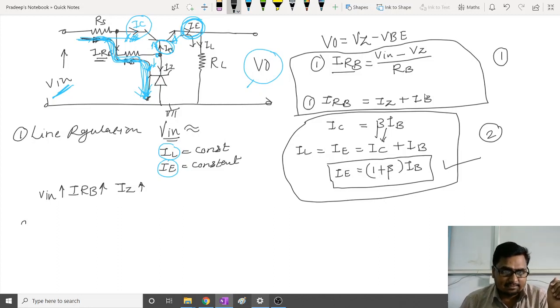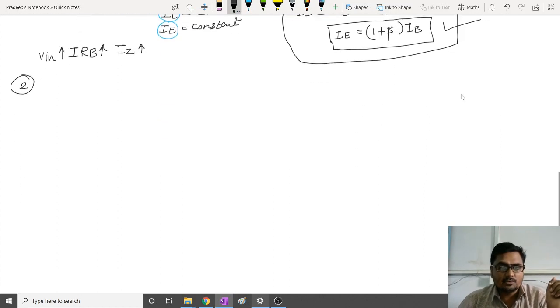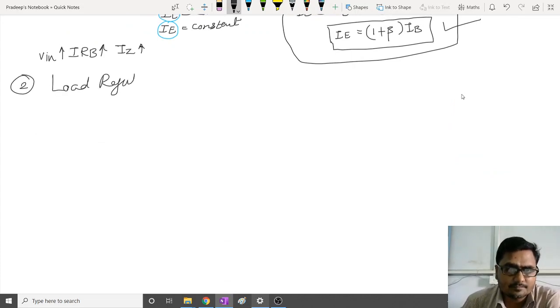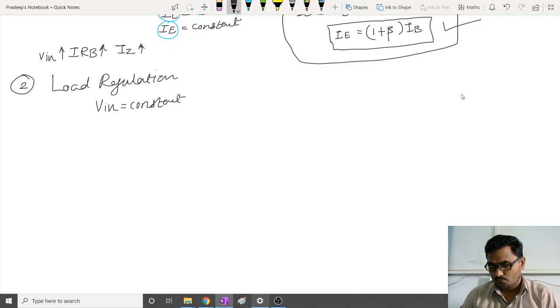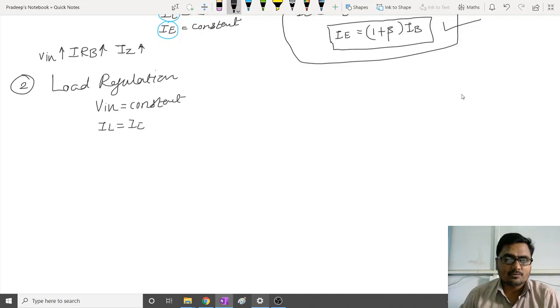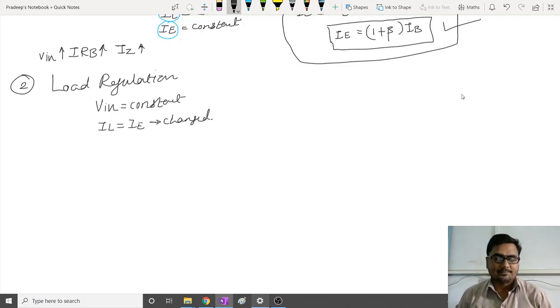Now, the second thing that I told you to start with is load regulation. Let me write it here: load regulation. In load regulation, the input voltage, Vin, must be constant. So if the input voltage is constant, what do I need to change? IL, which is nothing but your IE, has to be changed. The output voltage is still constant, and now I am going to change the load current.